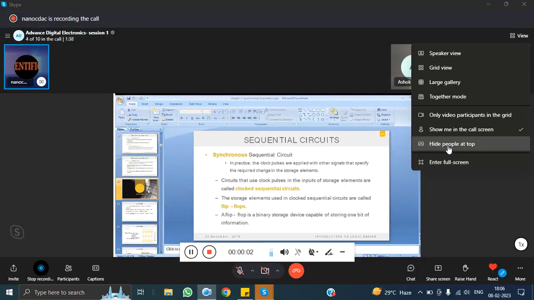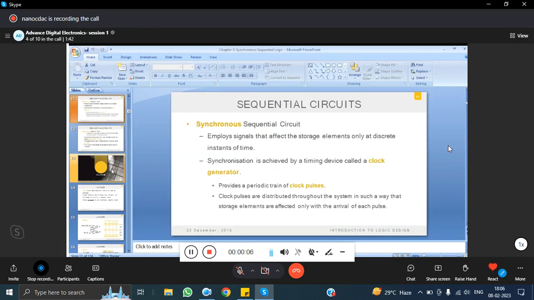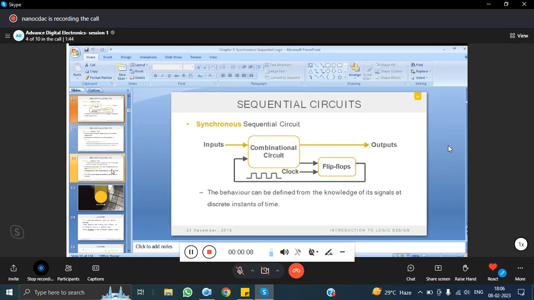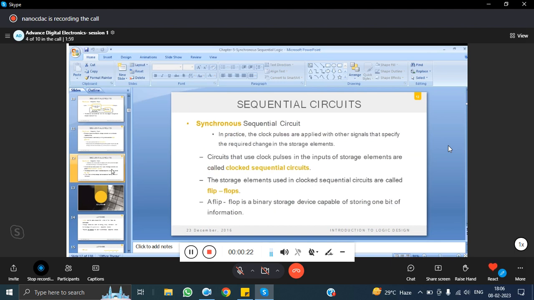Synchronous sequential circuits and asynchronous sequential circuits. Sequential circuits are the circuits which are having a feedback. Combinational circuits, they don't have feedback. Sequential circuits, they have feedback. In sequential circuits, they are classified into synchronous sequential circuits and asynchronous sequential circuits.